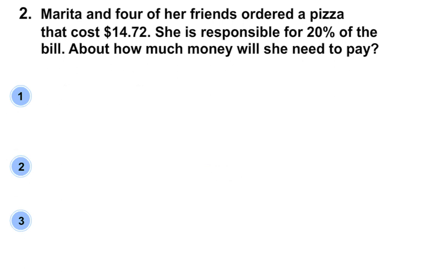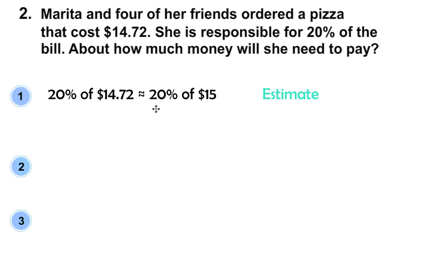Example 2. Marita and her friends ordered a pizza that cost $14.72. She's responsible for 20% of the bill. How much money will she need to pay? Well, the first thing we're going to do is estimate 20% of $14.72. I would estimate that to be about 20% of $15. So I estimated the $14.72. It wasn't really necessary to round the 20. It was already rounded to a nice number.